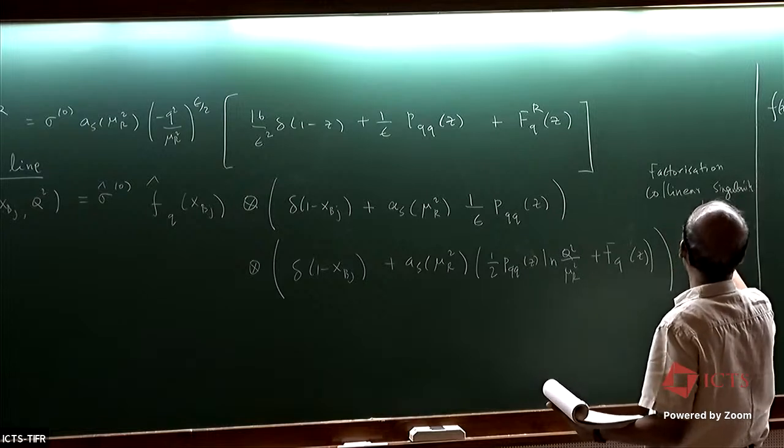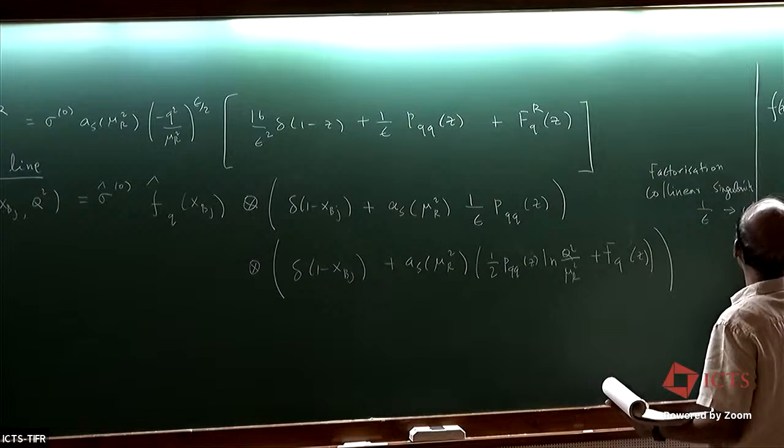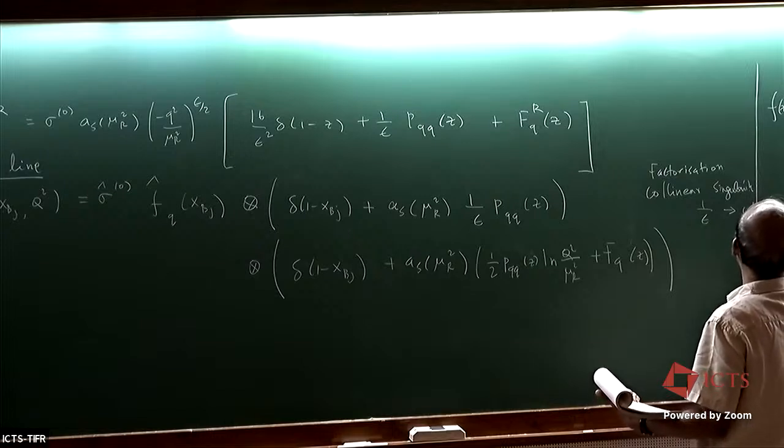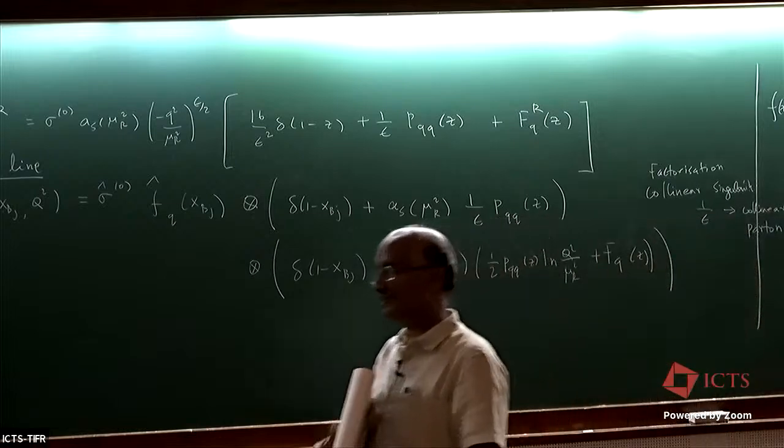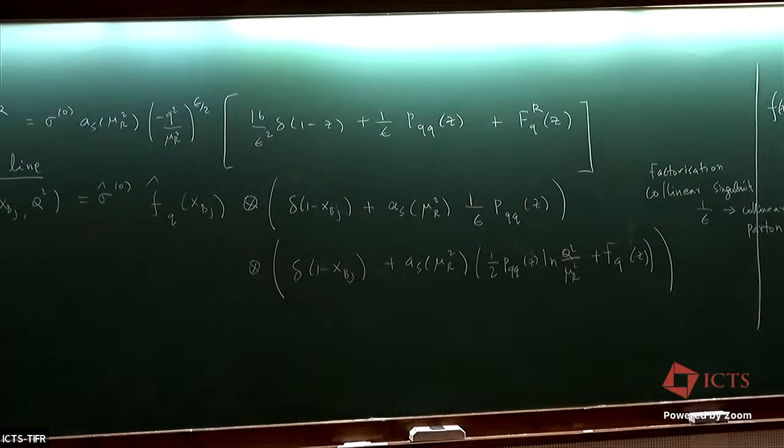This 1 by epsilon comes from collinear partons. It's not very difficult to understand. In a scattering, if two massless particles are produced collinearly, such a configuration is divergent. It does not exist in nature, unless something is included in that process.